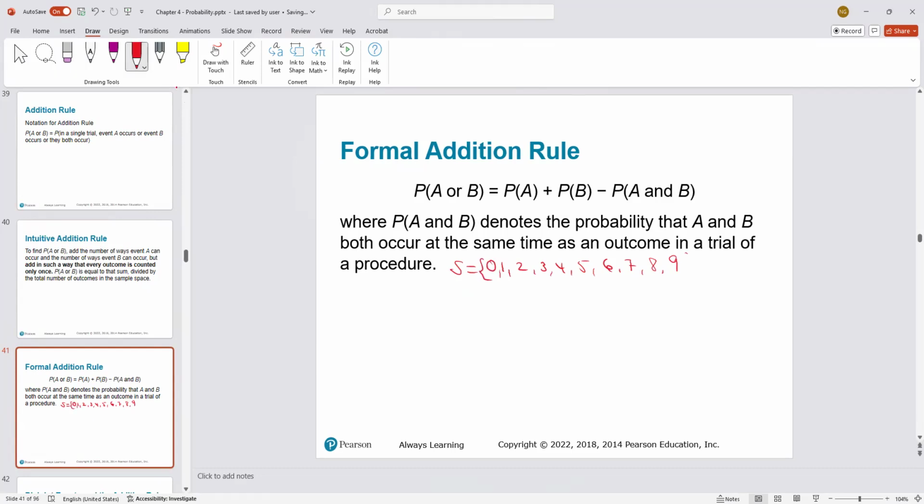Okay. Now we have this. I have event A. Let's put event A as a number less than 5, or a number between 1 and 7. A number between 1 and 7 is 2, 3, 4, 5, 6.